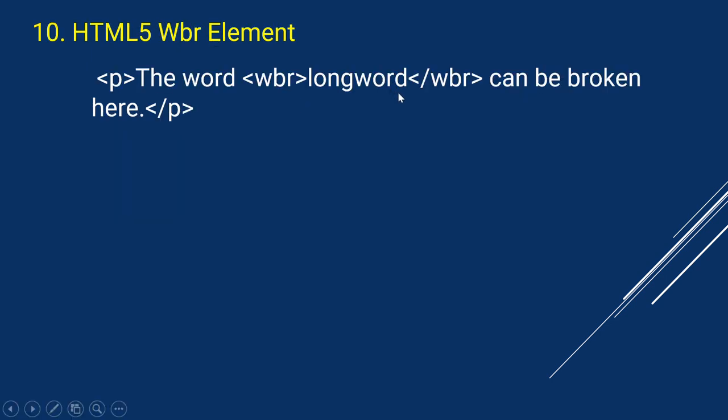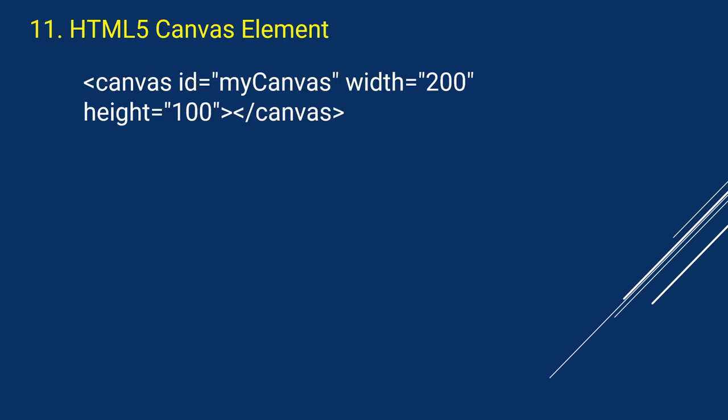The WBR element is used to define a word break opportunity. It is often used to indicate where a line break can occur in a word. The canvas element is used to define a graphics canvas. The ID attribute is used to specify an ID, while the width and height attributes are used to specify the dimensions.